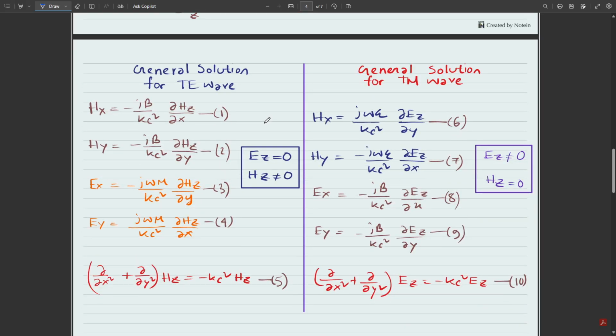Before going to the general solution of the rectangular waveguide, we need to remember some of the general solutions for TE wave and TM wave. For the general solution of TE wave, if we remember from Maxwell equations, we have derived this equation for Hx. In case of TE wave, Ez is 0. And in case of TM wave, our magnetic field Hz in z direction becomes 0. We have derived these equations earlier in our lectures, and they will be helpful. They were also helpful in the parallel plate waveguide, so we'll be using the same equations in the rectangular waveguide.